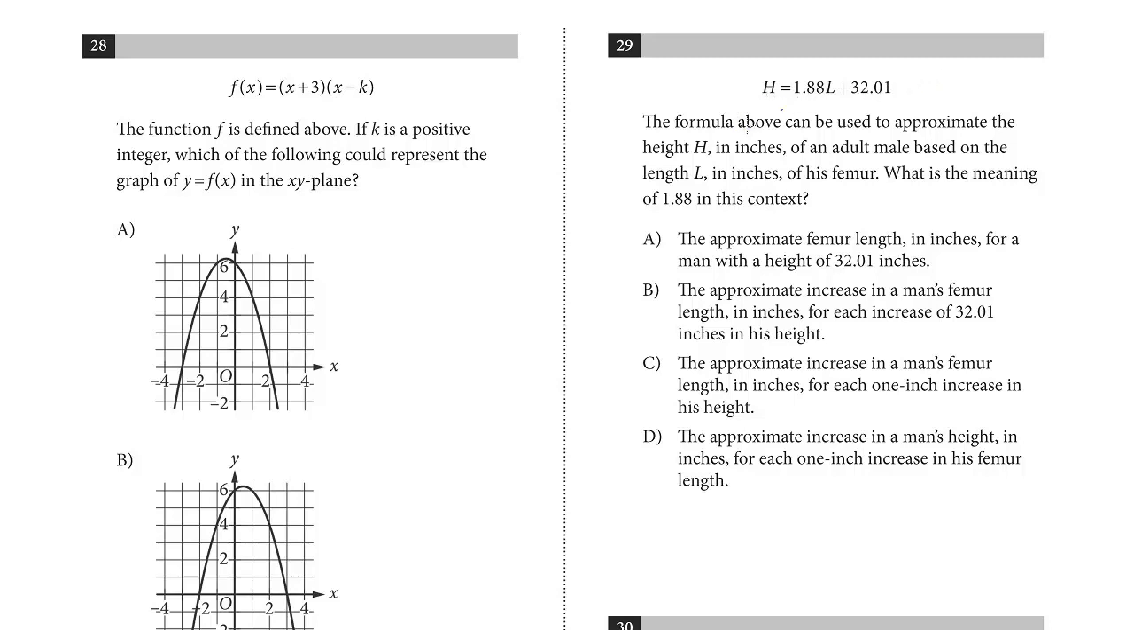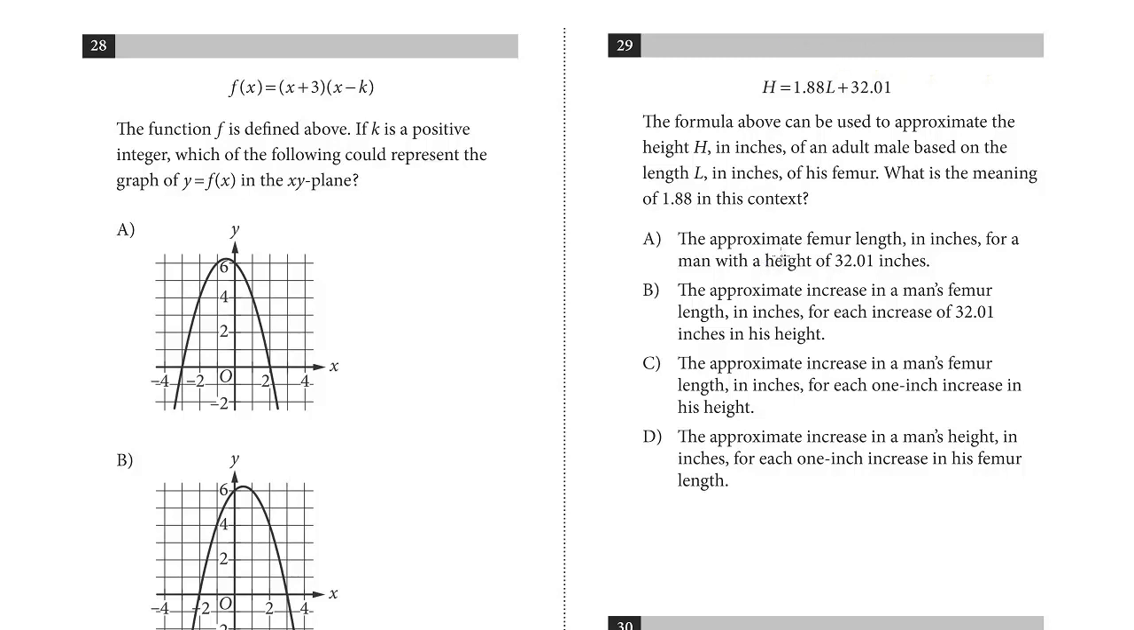We have a formula. The formula above can be used to approximate the height h in inches of an adult male based on the length L in inches of his femur. What's the meaning of 1.88? This is a common question. I'm actually surprised it's so late in the section because it's really not that difficult if you know this concept.